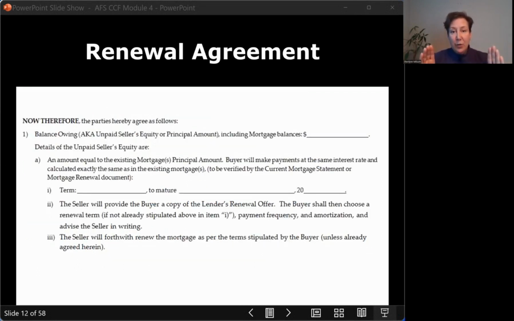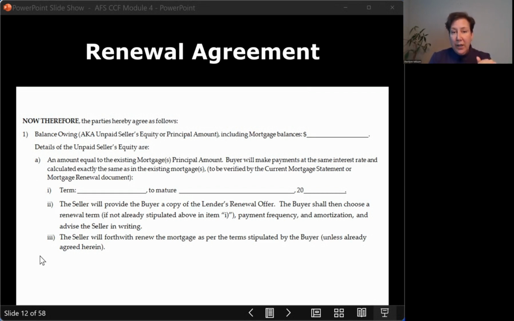Now, this section is for the details of the financing and, of course, the balance owing, aka unpaid seller's equity or principal amount, including mortgage balances. It is going to be now updated to today's balance of mortgage plus unpaid cash portion owing. And then the details of the unpaid seller's equity are an amount equal to the existing mortgage principal amount. Buyer will make payments at the same interest rate and calculated exactly the same as in the existing mortgage. So that is the same term as in the initial original agreement for sale.